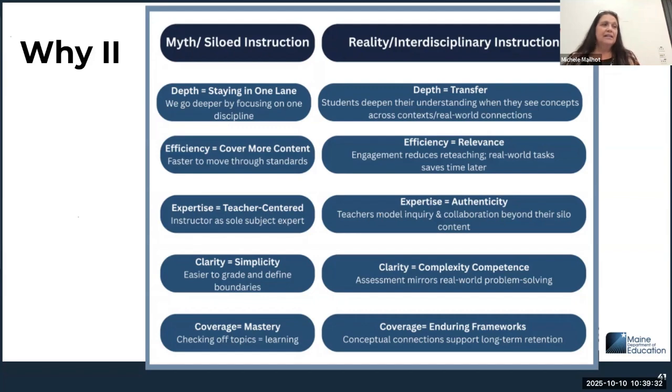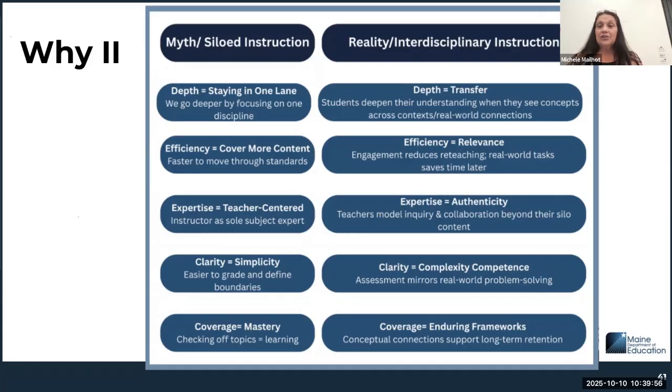And then those conceptual connections are going to support that long-term retention so that when they come across problems that they haven't seen before, they can reach back into those frameworks of seeing, well, I had something similar, maybe this will try, because of that authenticity of the problem solving that they've done.